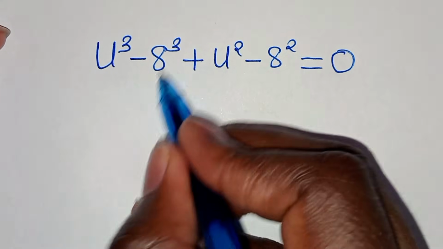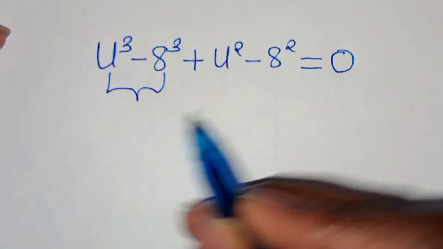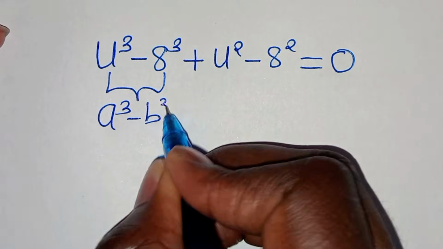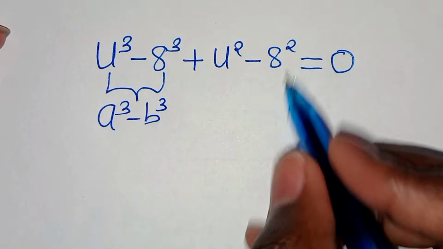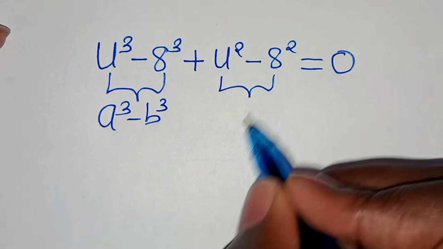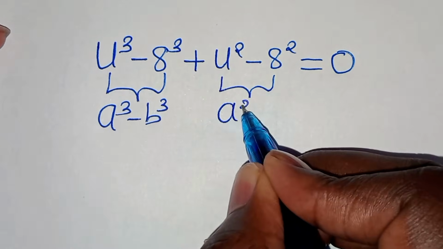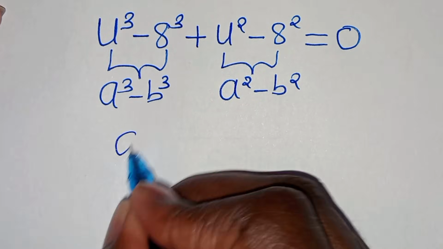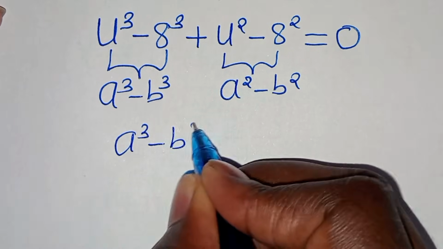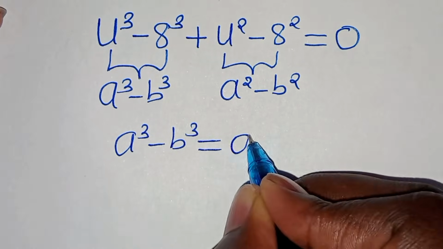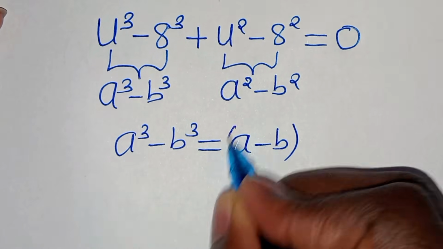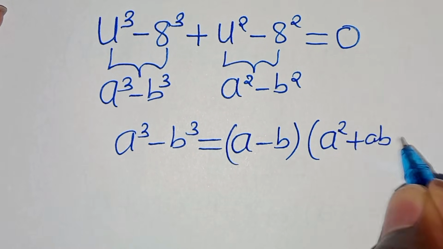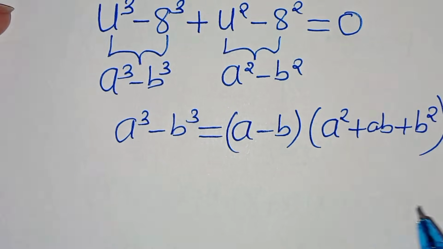Now we have u to the power of 3 minus 8 to the power of 3. This is the difference of two cubes expressed as a to the power of 3 minus b to the power of 3. U squared minus 8 squared. This is the difference of two perfect squares expressed as a squared minus b squared. So a to the power of 3 minus b to the power of 3 is equal to a minus b, into the parentheses, a to the power of 2 plus ab plus b to the power of 2.